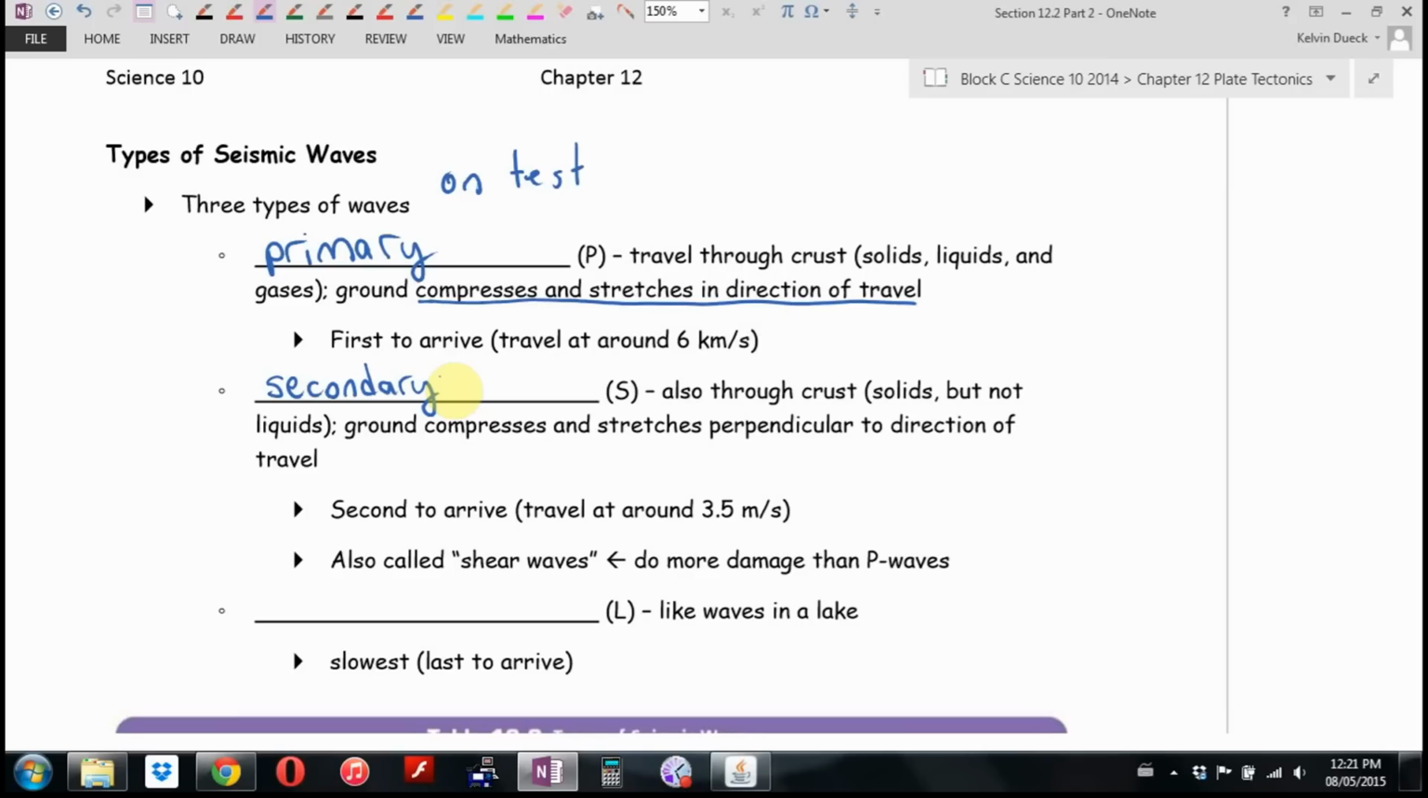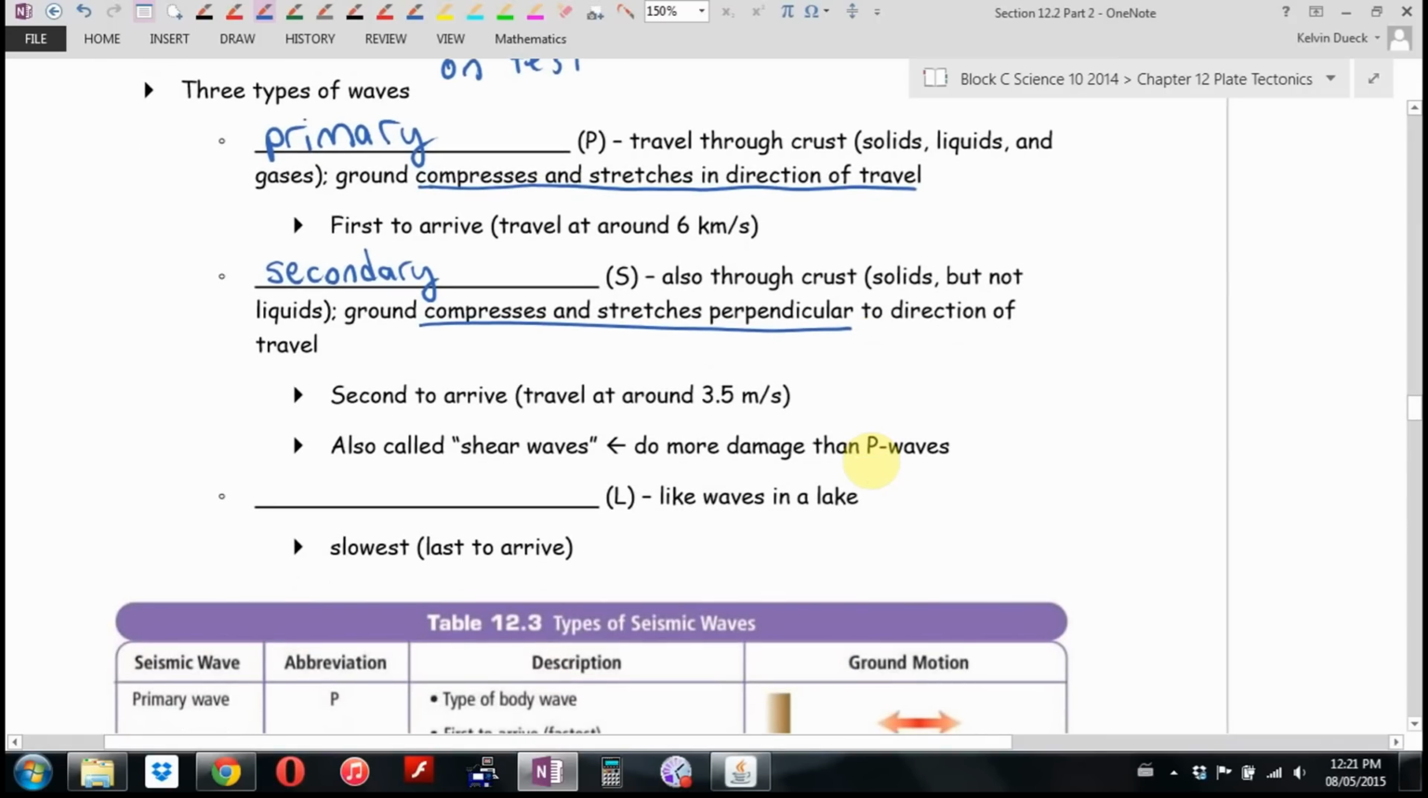In them, the ground stretches and compresses perpendicularly to the direction of travel. Say what? I'm going to make it clear. The primary waves are the first to arrive. That's why they're called primary. The secondary waves are the second to arrive. That's why they're called secondary. They're also sometimes called shear waves. They do more damage, and you'll see why in a second.